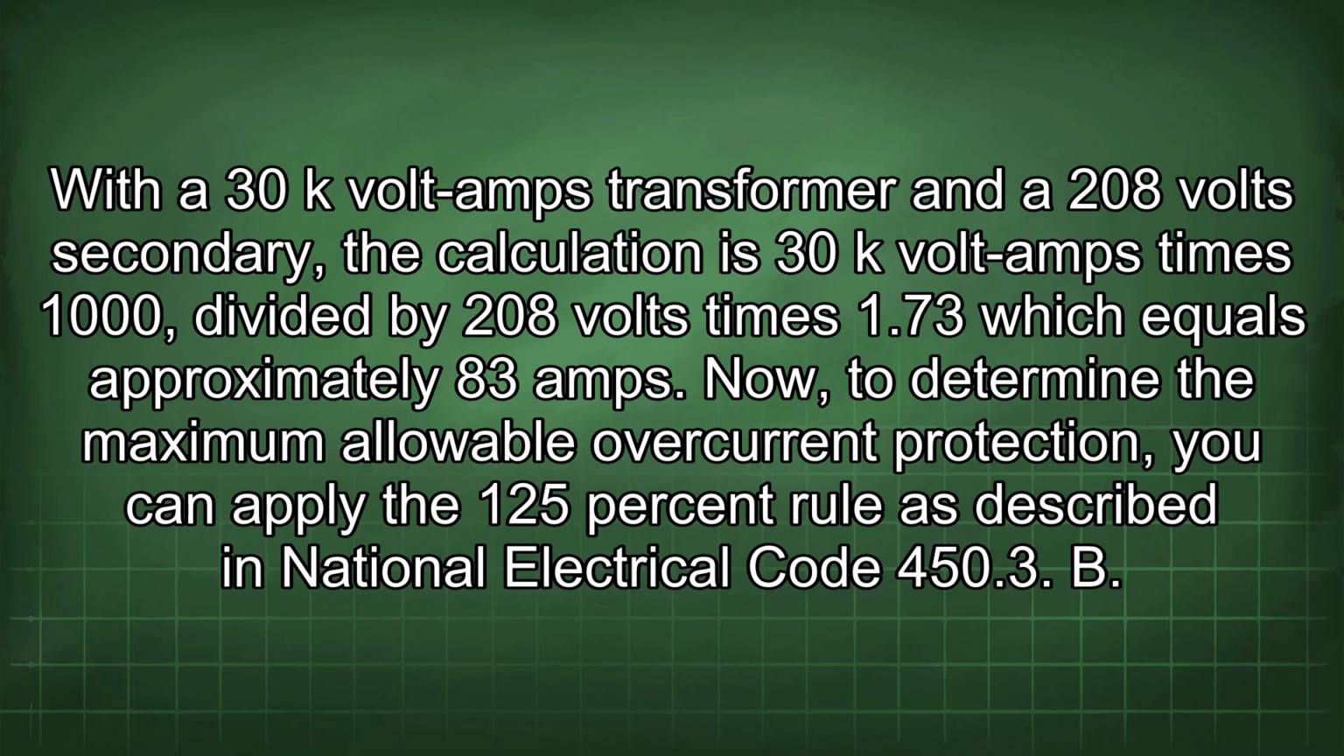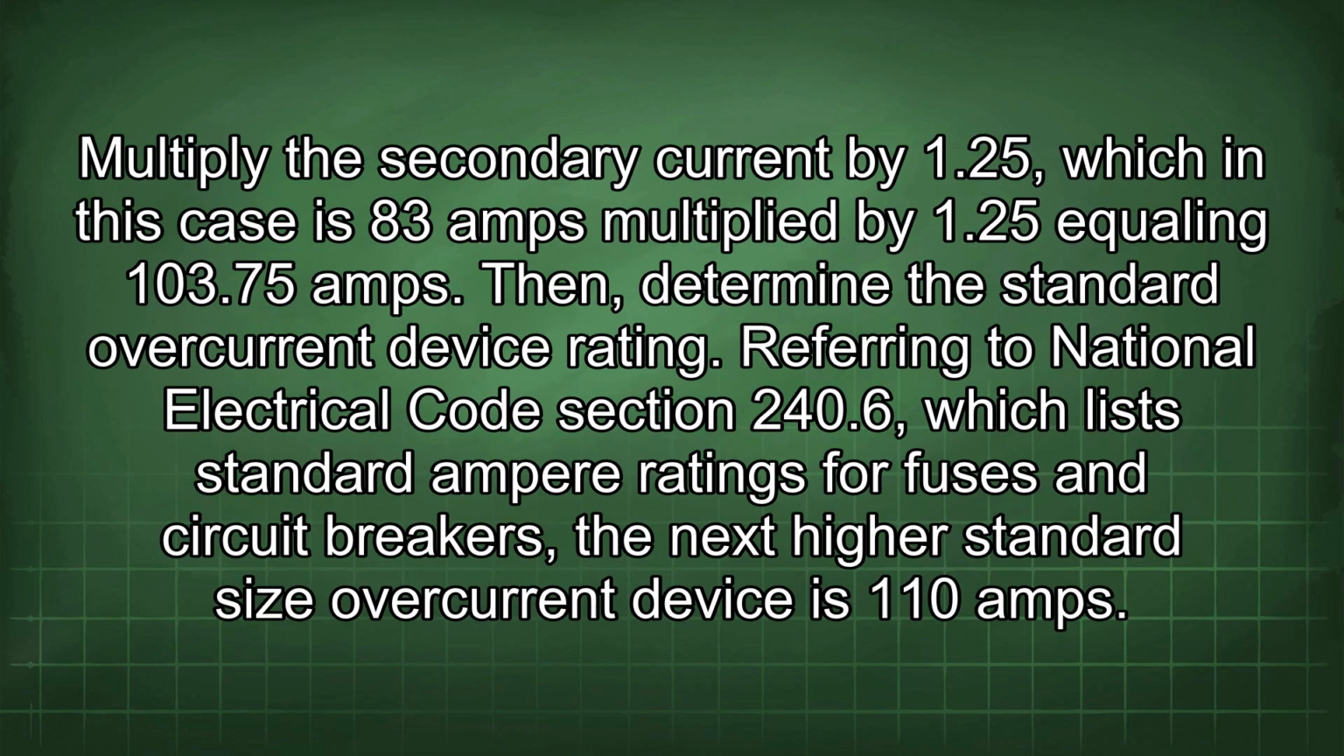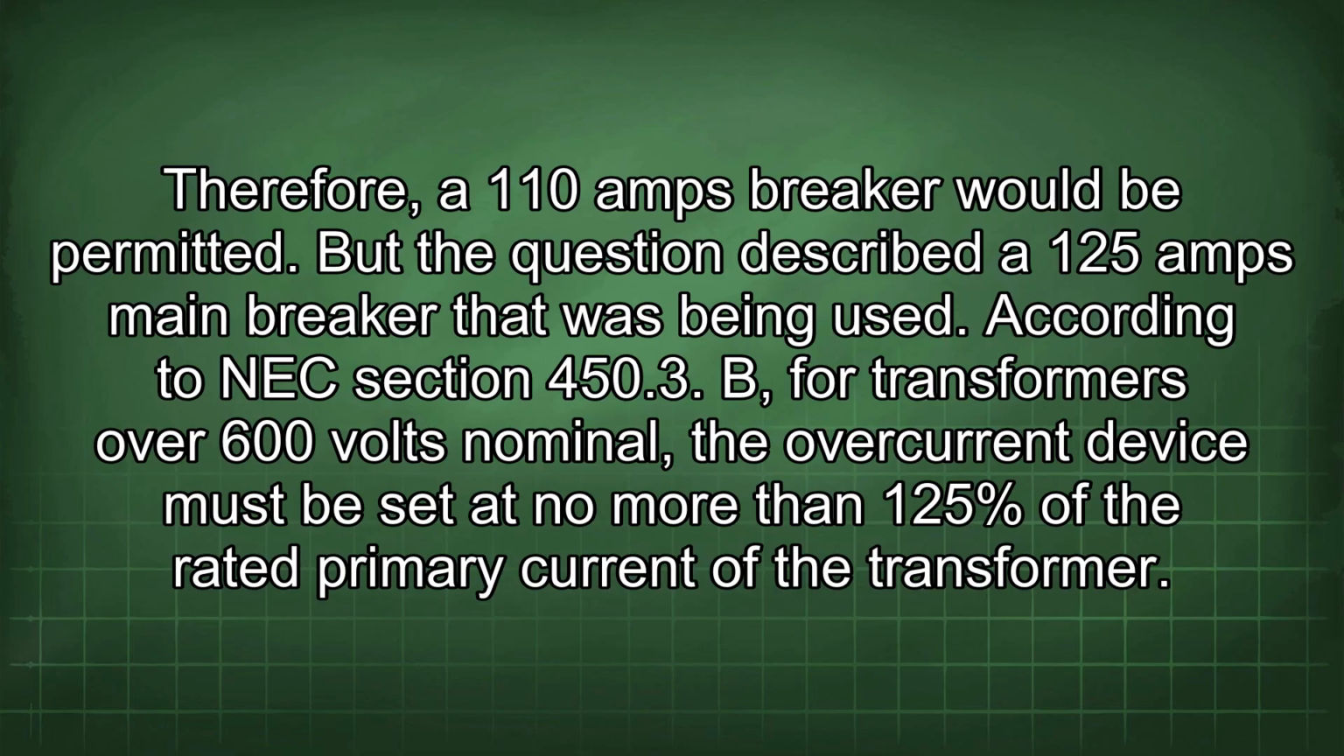Now, to determine the maximum allowable overcurrent protection, you can apply the 125% rule as described in National Electrical Code 450.3(B). Multiply the secondary current by 1.25, which in this case is 83 amps multiplied by 1.25, equaling 103.75 amps. Then determine the standard overcurrent device rating. Referring to National Electrical Code Section 240.6, which lists standard ampere ratings for fuses and circuit breakers, the next highest standard size overcurrent device is 110 amps. Therefore, a 110 amp breaker would be permitted.